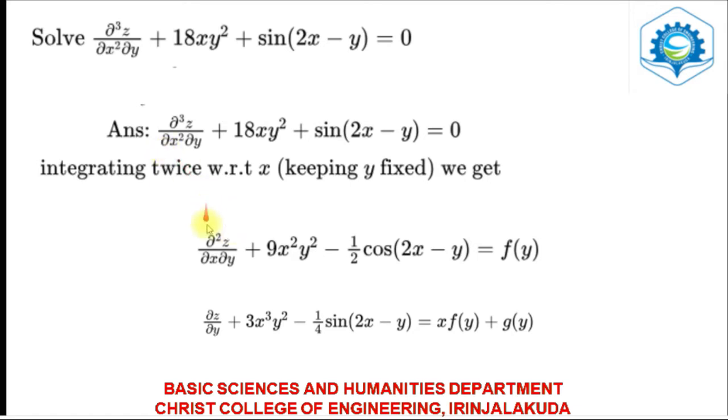What we get: dou cube z by dou x square dou y becomes, after one integration with respect to x, dou square z by dou x dou y. The integral of 18xy square becomes 18x square by 2, which is 9x square y square.